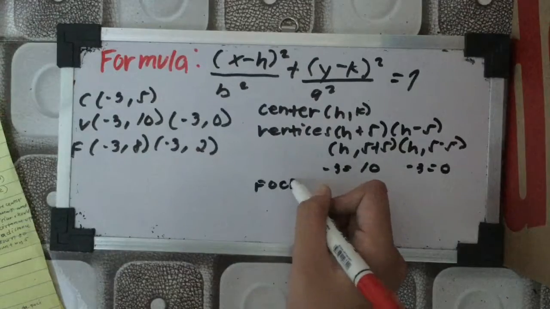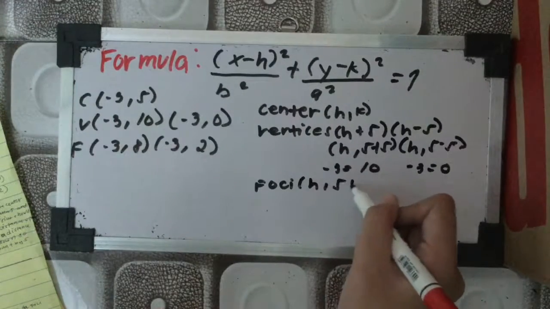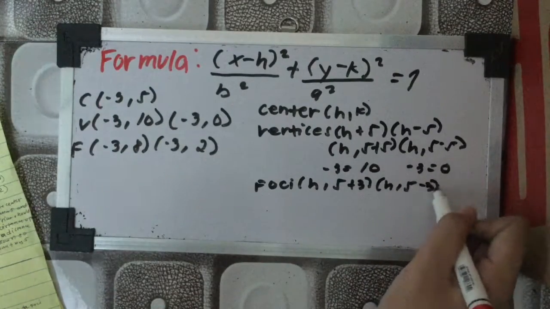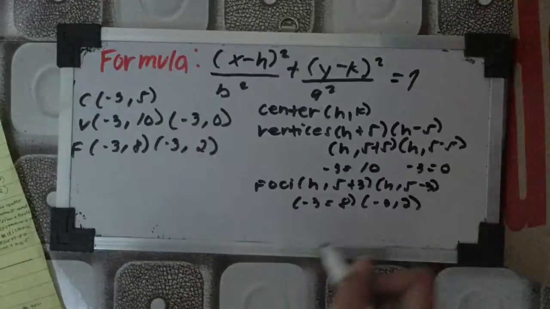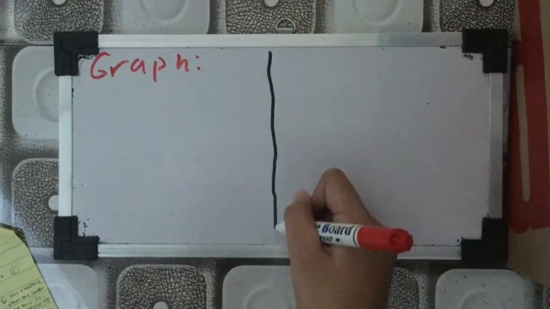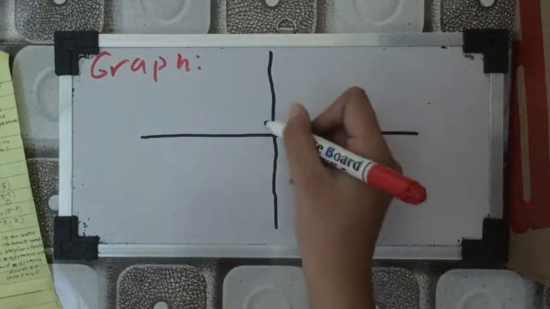And same for the negative axis, but a will be subtracted. So h is equal to negative 3 and k is 5 plus the value of c, which is 3, giving 8. So the coordinates of the foci are (negative 3, 8).